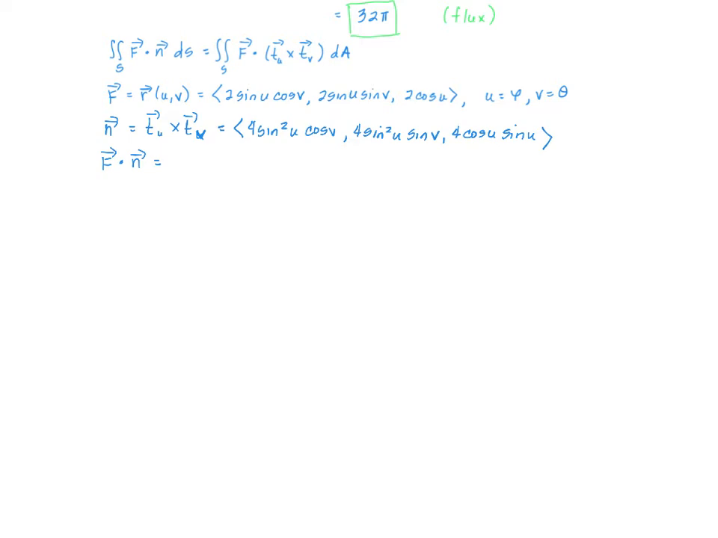So remember the dot product, all we're doing is multiplying and adding, and I have these two vectors all nicely lined up. So when I multiply, I get 8 sine cubed u cosine squared v, plus, multiplying the next terms, 8 sine cubed u sine squared v, plus, and then multiplying the last would be 8 sine u cosine squared u.